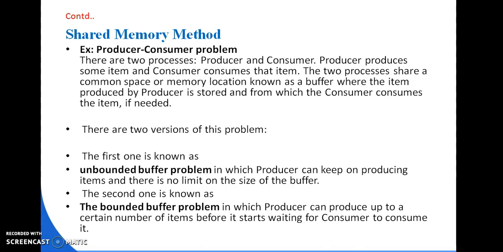So there are two versions of this problem. The first one is the unbounded buffer, and another is the bounded buffer. In the unbounded buffer, the producer can keep on producing items and there is no limit on the size of the buffer. But in the case of the bounded buffer problem, the producer can produce up to a certain number of items before it starts waiting for the consumer to consume it. That means in the unbounded buffer there is no limitation on the size of the buffer; the producer produces as many items as possible. But in the case of the bounded buffer, there is a limitation. That means after consuming all the items, the producer produces the items. So that is the concept of shared memory.